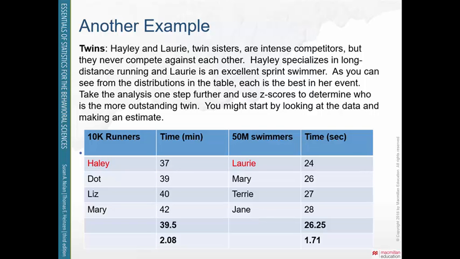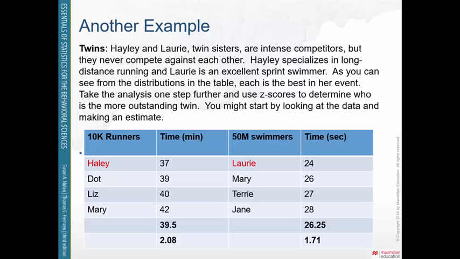Bringing us to our last example, pull out your calculators one more time. We've got twin sisters, Haley and Lori, and they are intense competitors, but they never compete against each other. Haley specializes in long-distance running, and Lori is an excellent sprint swimmer. As you can see from the distributions in the table, each is the best in her event. Take the analysis one step further and use z-scores to determine who is the more outstanding twin. You might start by looking at the data and making an estimate.